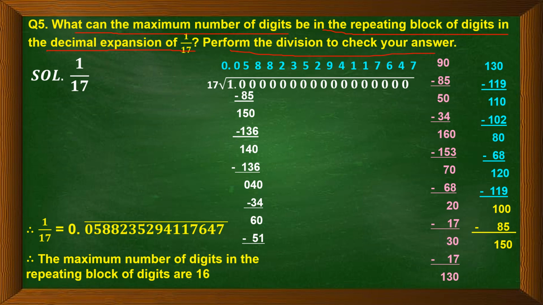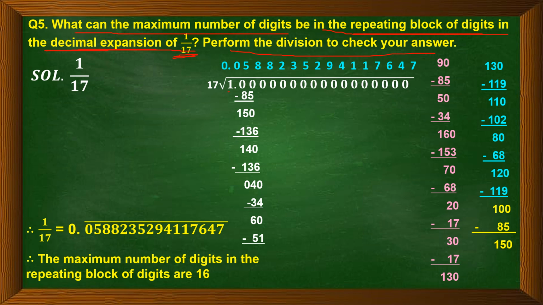Now 1 by 17 is a rational number which is of the form p by q, and we have to find its decimal expansion, through which we will come to know the maximum number of digits which are being repeated, and they are put under the block of digits. That means they are put under the bar, which is called the repeating block of digits. So let us start with the division process.